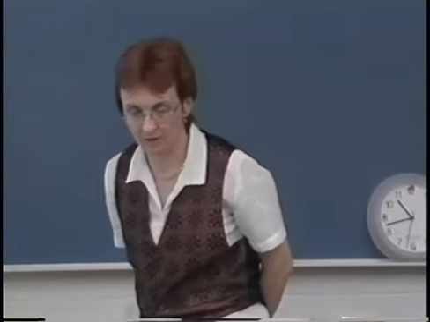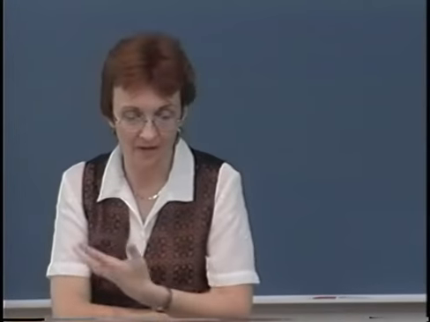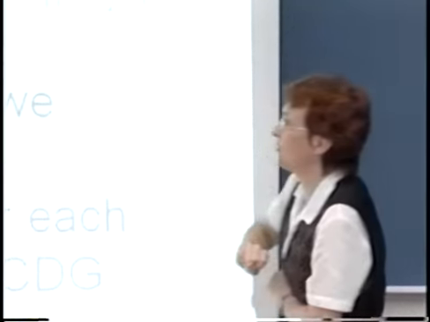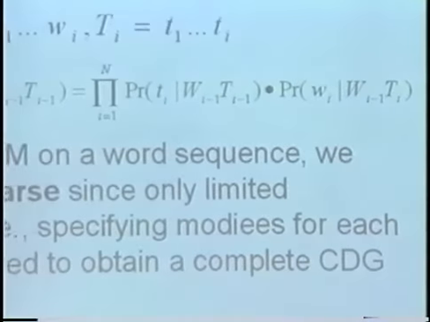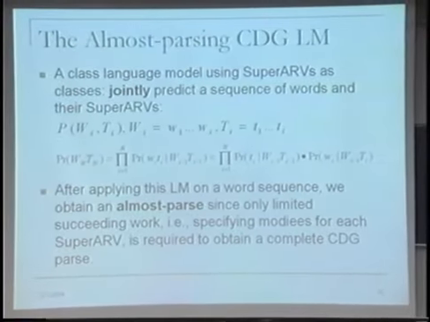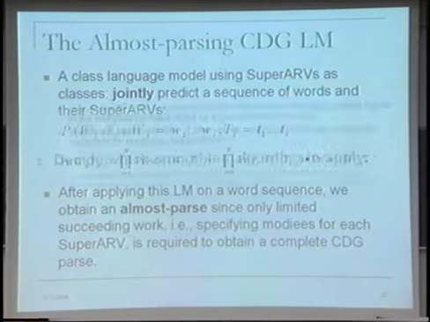The almost parsing language model is essentially a class-based model that uses the super ARVs. Right, so there are tags. If you go back and pull out what you know about part-of-speech tagging language models, instead of using those tags, now we're using these vectors that we've pulled out. And those are the tags. We use a joint model, and we factor it in this way. So we have the tags given the prior words and the prior tags, and the words given the prior words and the tags. After applying this on a word sequence, we would have an almost parse. You can actually do tagging to get the almost parse as well, and only a limited amount of work is needed to get the full parse.